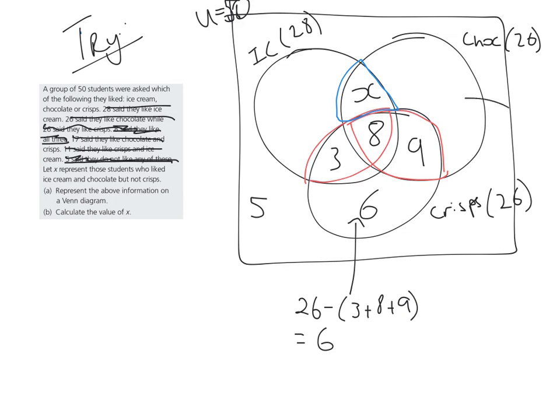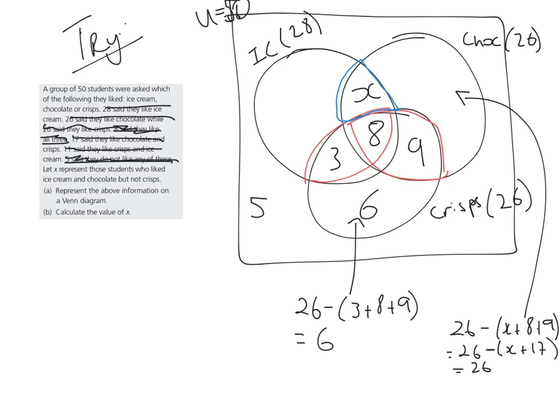Then up on the top right hand side, which is the chocolate circle, we're going to do 26 minus x plus 8 plus 9. So that's going to give me 26 minus x plus 17. Therefore, it's going to be 26 minus x minus 17. And that's going to give me 9 minus x. And we can go and fill that in up here. So that's 9 minus x.